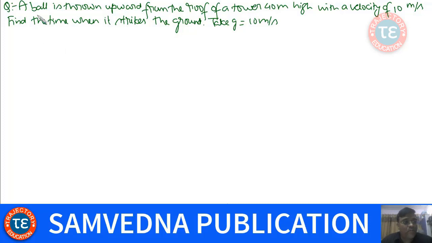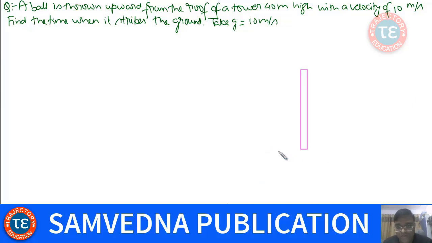See this question. The question says a ball is thrown upward from the roof of a tower 40 meter high with a velocity of 10 meter per second. With a velocity of 10 meter per second, it is thrown in upward direction. Find the time when it strikes the ground. Let's draw the figure first.